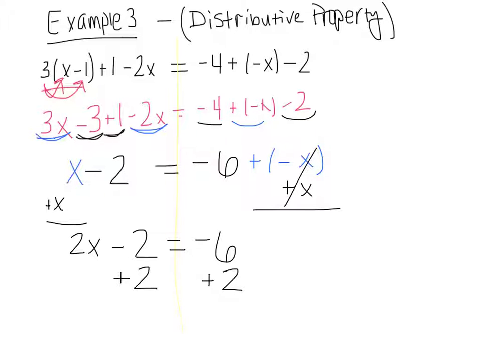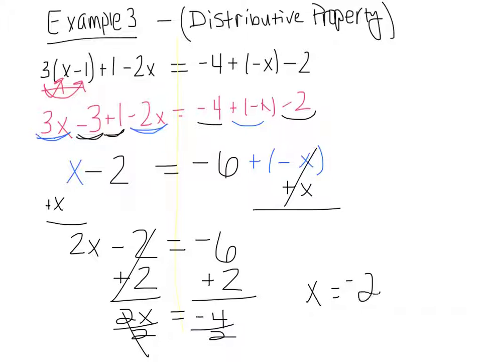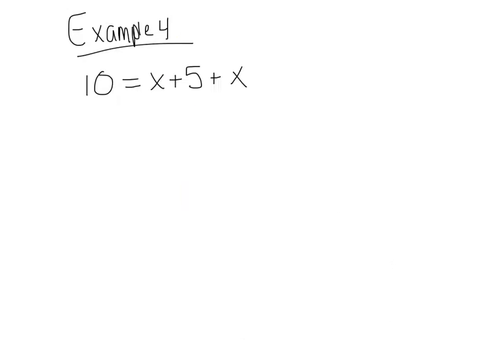Alright, negative 2 plus 2 cancels out, and I have 2x on mat A, or on the left, and on the right I've got negative 6 plus 2, which is negative 4. Now I have 2x equals negative 4, so I'm going to divide both sides by 2, and I see that x equals negative 2. And you can go back and check that one on your own. For sake of time, we're going to keep moving here.